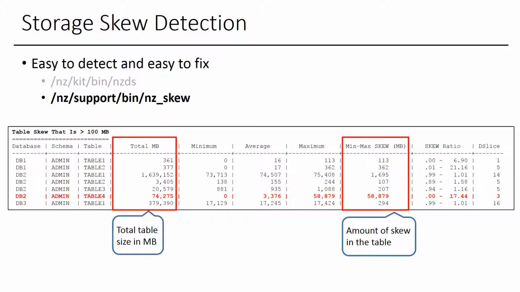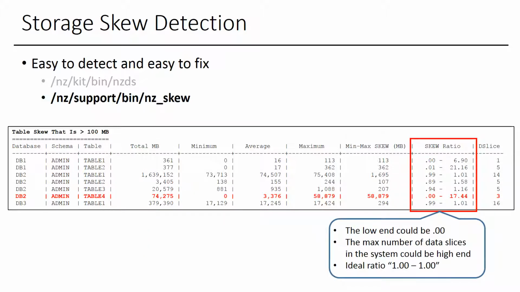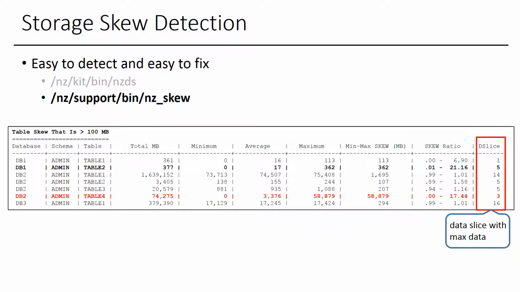Try to find out which table has the highest min-max skew value, and focus on large tables only in terms of size. The skew ratio is expressed as a range. At the low end, it could be 0.0, which indicates one of the data slices stores no data for this table. At the high end, the value could match the total number of data slices in the system. A table that uses exactly the same amount of storage across all data slices will have a ratio of 1:1. The dslice column indicates the data slice with the maximum amount of storage used.